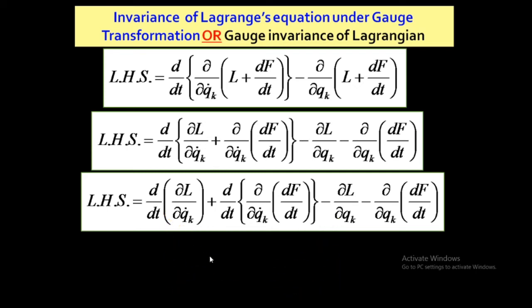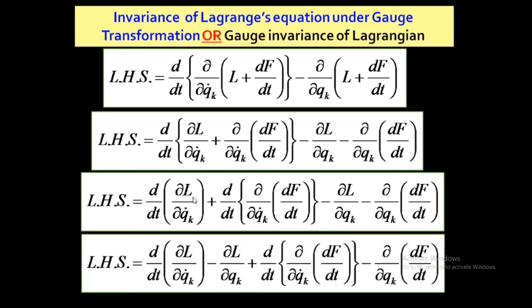So this will be d by dt del L by del qk dot minus, I will rearrange this term to here. I have shifted this term to here. So minus del L by del qk. Now this term is d by dt del by del qk dot df by dt minus this term. I have not transferred, I have just shifted these closer to the first term. Why have I shifted? Because this will become the Lagrange's equation. d by dt del L by del qk dot minus del L by del qk is Lagrange's equation.